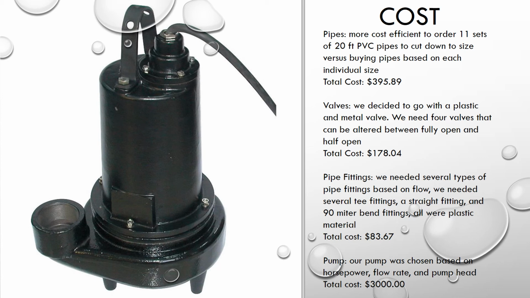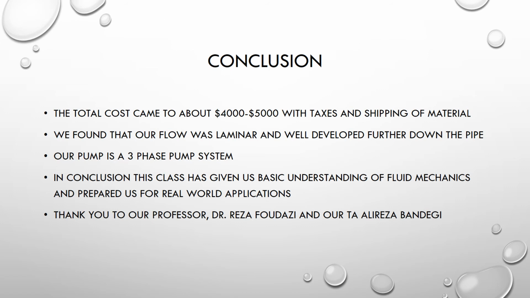$83.67. For our pump, we chose it based on horsepower, flow rate, and pump head. The total cost came to about $3,000. The total cost came to about $4,000 to $5,000 with taxes and shipping of material. We found that our flow was laminar and well developed further down the pipe. Our pump is a 3-phase pump system.